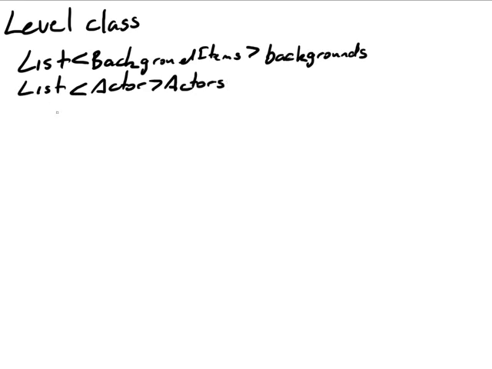And we're going to need to have a play bounds and a stage bounds. These are going to be two rectangles. Let's put rectangle play bounds and stage bounds.